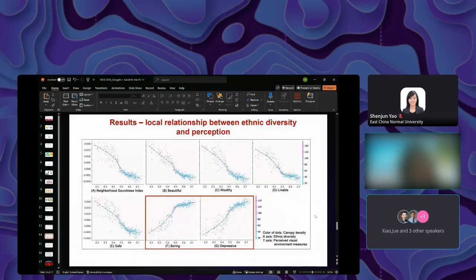We also break it down into the local relationship between aesthetic diversity and perception. We will see that most of the positive feelings have a negative relationship with aesthetic diversity. However, the two negative ones, boring and depression, keep a positive relationship.